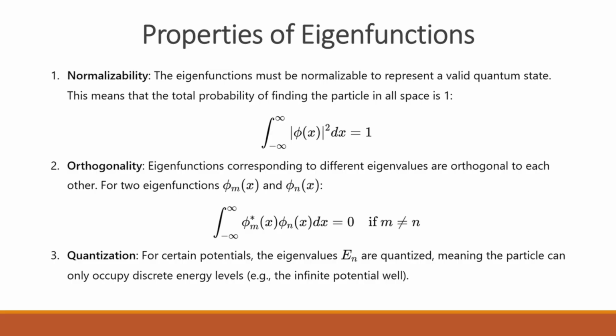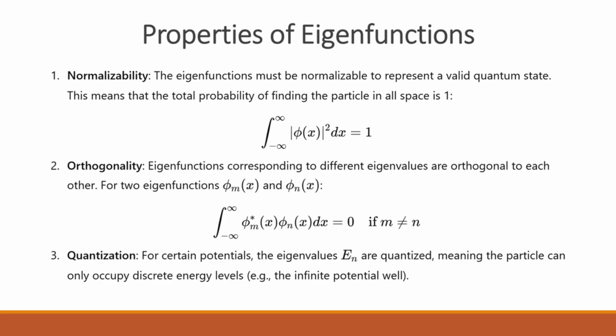Eigenfunctions have several important properties in quantum mechanics. Normalizability. Eigenfunctions must be normalizable to represent a valid quantum state. This means that when you integrate the square of the eigenfunction over all space, the result should equal 1, ensuring the total probability of finding the particle is 100%.